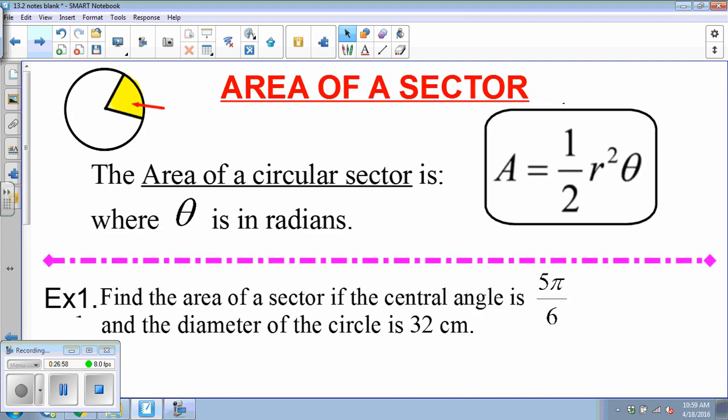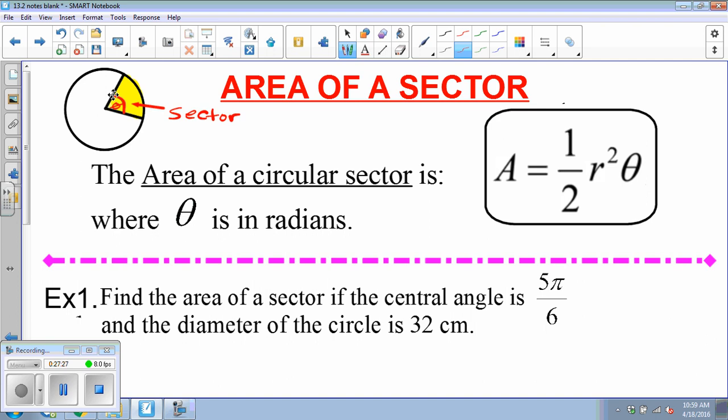Area of the sector just means we have this angle right here. Call this theta. We're finding a piece of the area. If we had to find the area of the entire circle, it'd just be pi r squared. But it's not the area of the whole circle. It's only the area of that little section. This is called a sector. It's the section that's created by that angle.